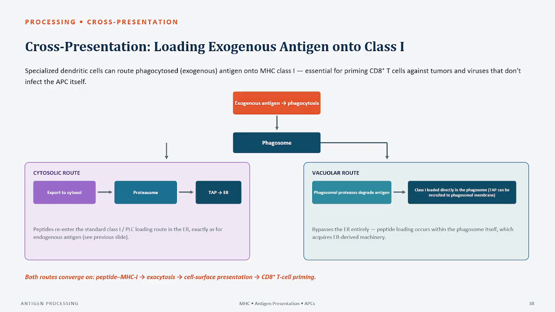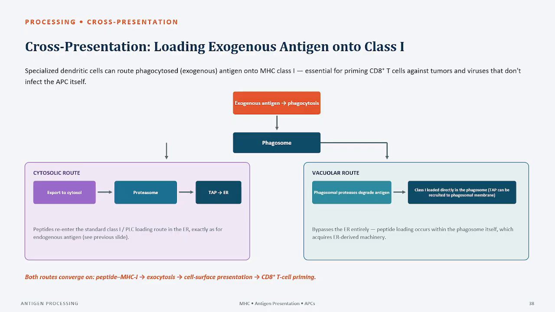Now, inside the ER, these peptides re-enter the MHC class 1 loading pathway, exactly like an endogenous antigen. The other route is the vacuolar route. So this route bypasses the traditional cytosolic and ER machinery entirely. So the exogenous antigen remains strictly inside the vacuolar system. The phagosomal proteases like the cathepsins directly degrade the antigen into peptides within the phagosome itself.